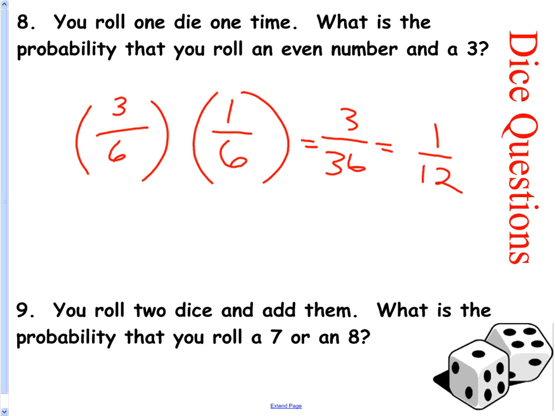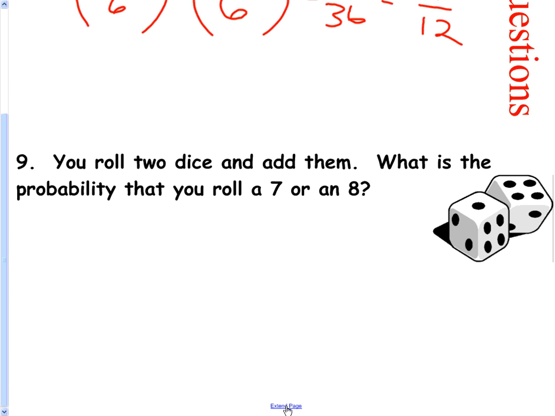Okay, moving on. You roll 2 dice and you add them. What's the probability you roll a 7 or an 8? Well, first of all, figure out 7. Just figure out the probability of rolling a 7. Everybody do that right now. I'll pause. Okay, so out of the 36 things that could happen when you roll a die, what is the probability that you'll get a 7?